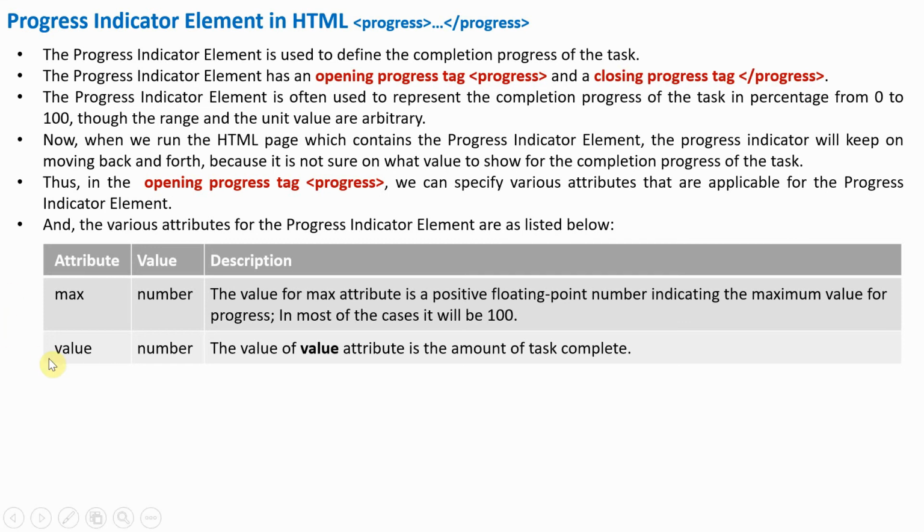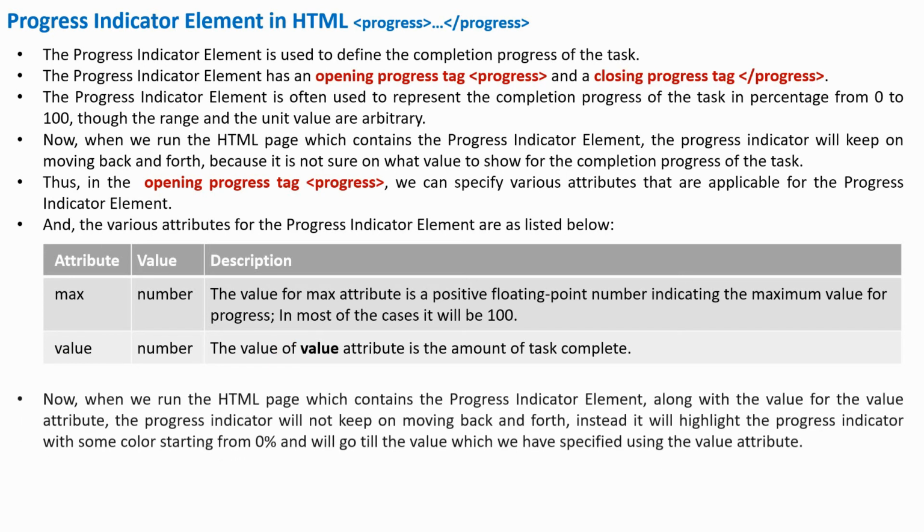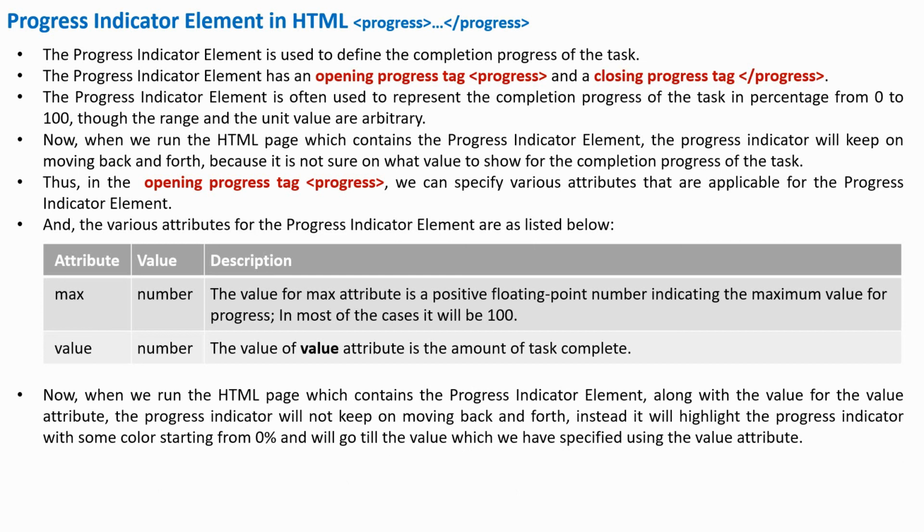The second attribute is the value attribute, whose value will again be a number, and it is nothing but the amount of the task completed so far. Thus, when we run the HTML page which contains the progress indicator element along with the value attribute and the max attribute, the progress indicator will not keep on moving back and forth. Instead, it will highlight the progress indicator with some color starting from 0, and it will go to the value which we have specified for the value attribute.